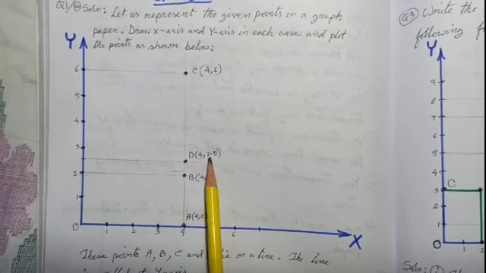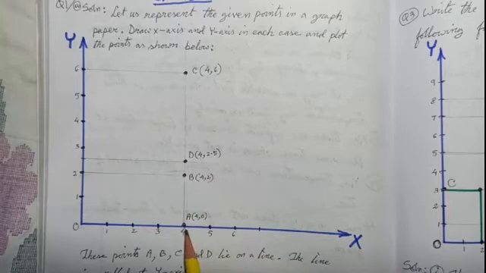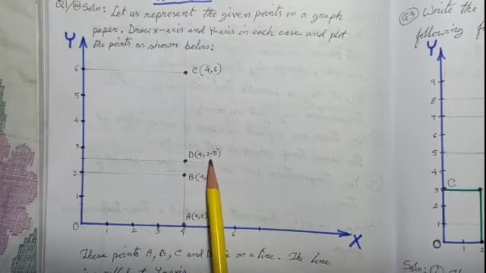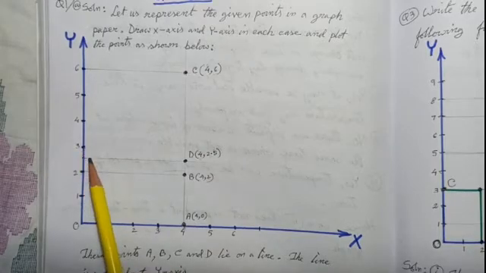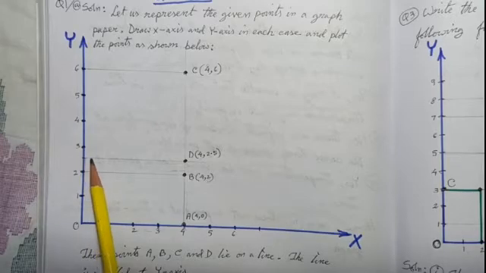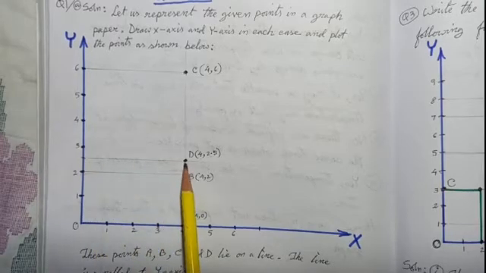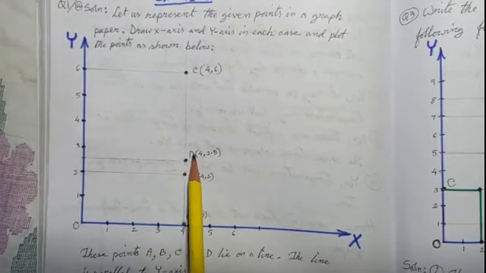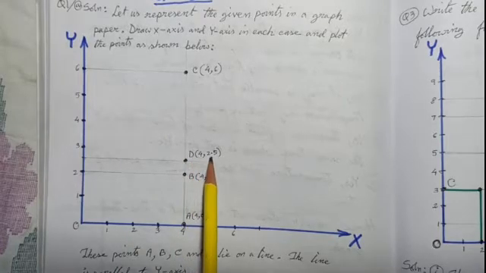Now D, its coordinate is (4, 2.5). 4 is for x, 2.5 is for y. So through this x equal to 4, we are drawing a perpendicular line, and 2.5 is here: here is 2, here is 3, and in between this is 2.5. And through this point we are drawing a perpendicular line. The two lines intersect at that point, and this point represents D. Its coordinate is (4, 2.5).